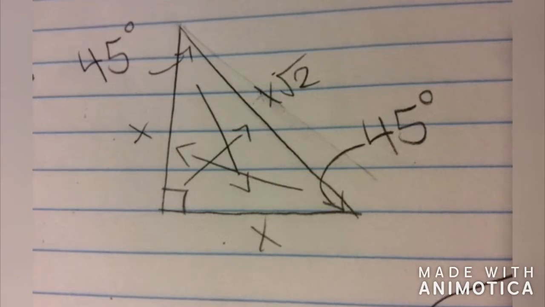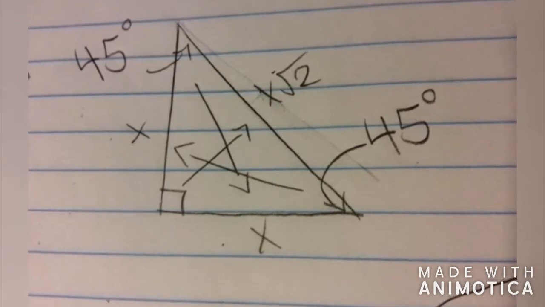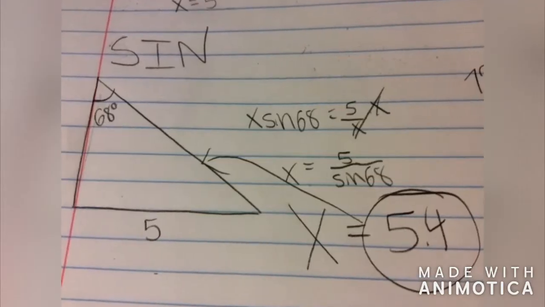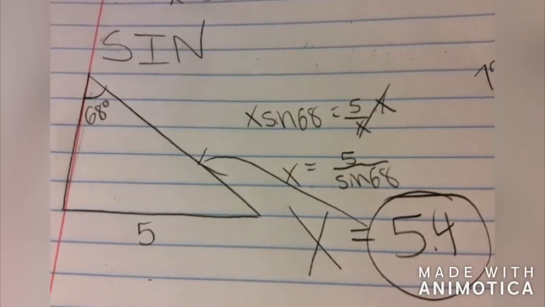How do we find a side of a right triangle that's not special and we only know one of the sides? We apply three functions: sine, cosine, and tangent.